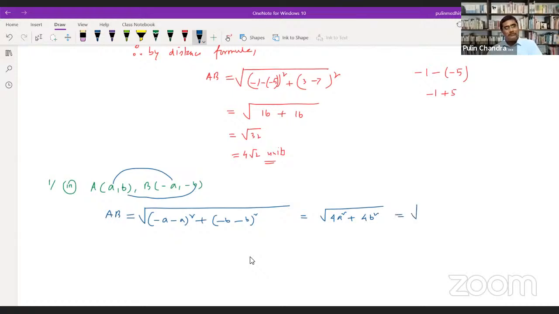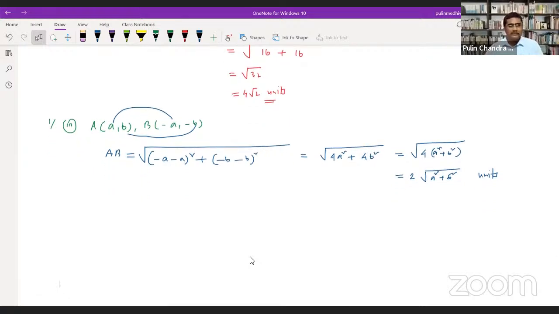So from both of them, 4 I can take common, then it is a square plus b square. Then square root of 4 will be 2, and then inside this, a square plus b square will be there. So this many units. Now you see, there are very small common mistakes, silly mistakes, of course, in the basics only.